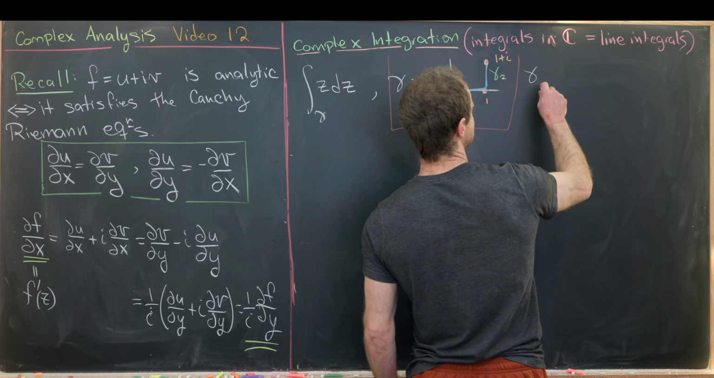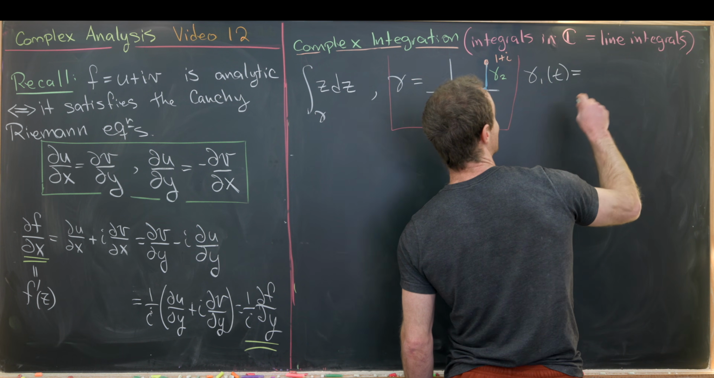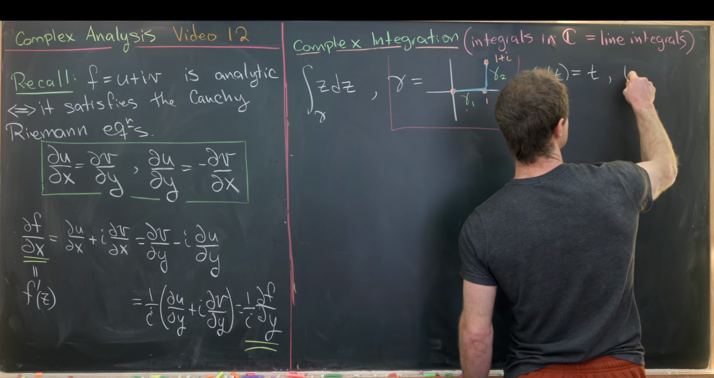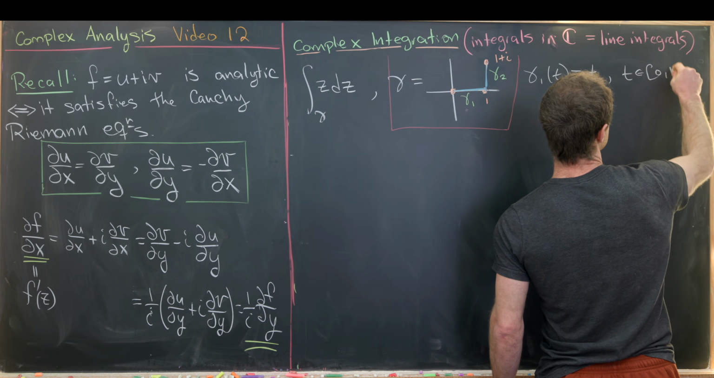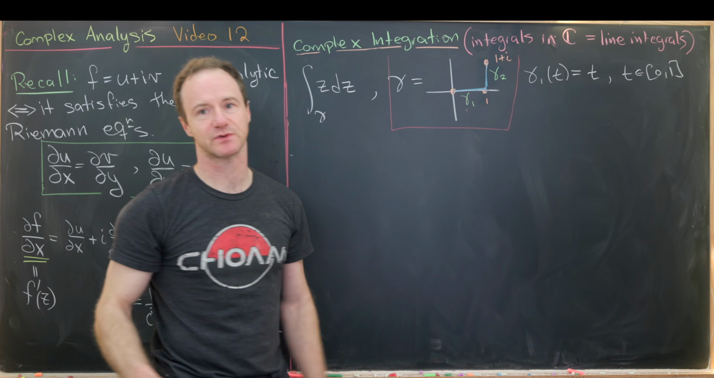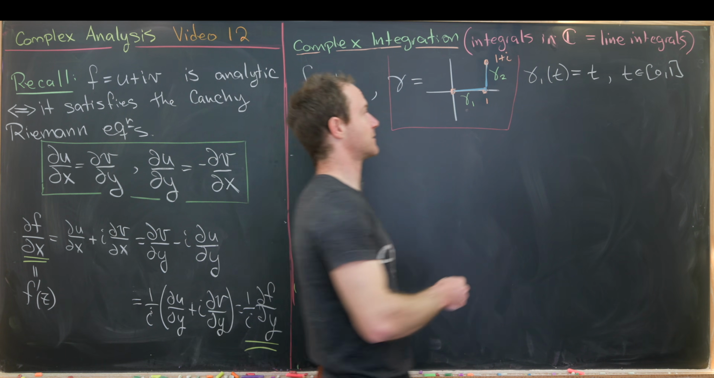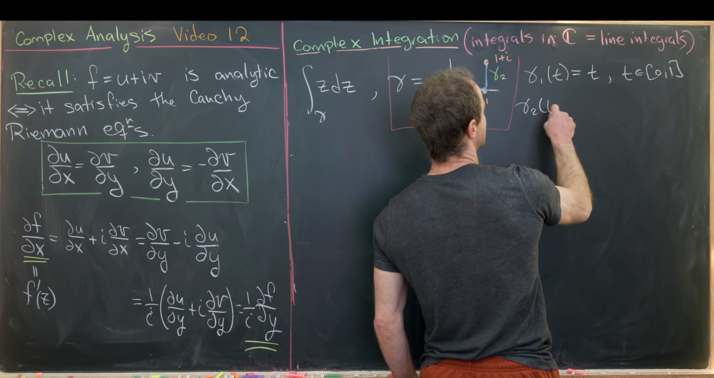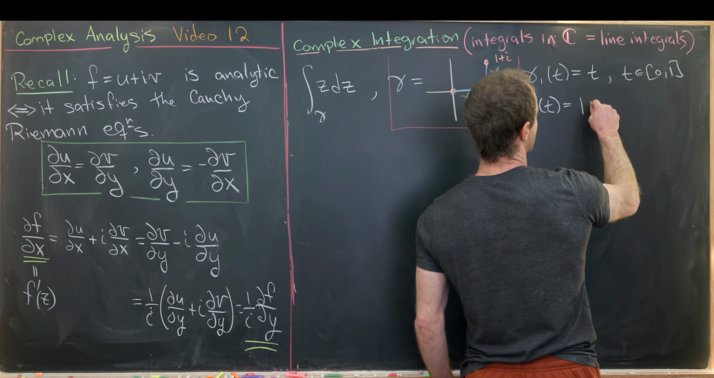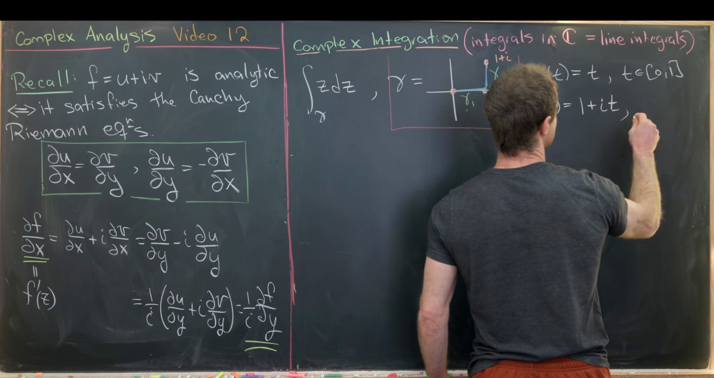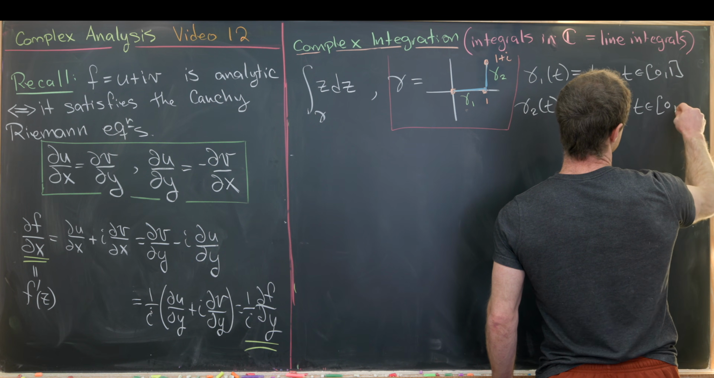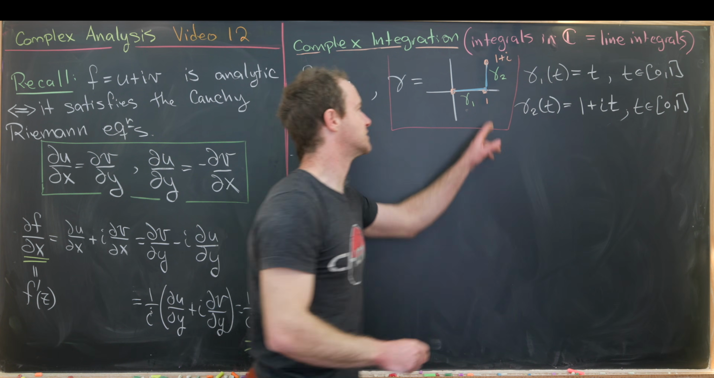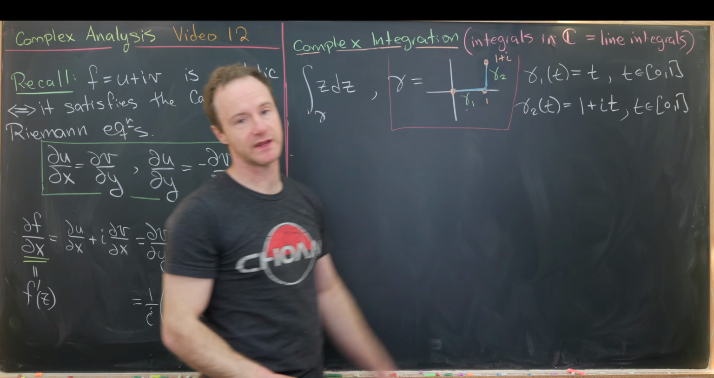So let's parameterize each of those. So we can write gamma 1 of t will just be t. And here we've got t going between 0 and 1. Well, that's just because we're staying on the real axis, so that's pretty clear. And then gamma 2 of t will be equal to 1 plus i times t. And there we'll have t going between 0 and 1 as well. So that takes us from here up to here.